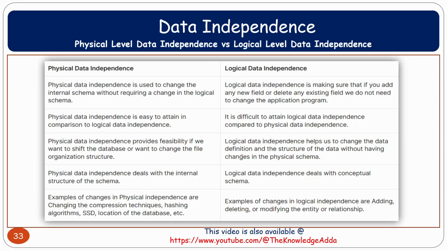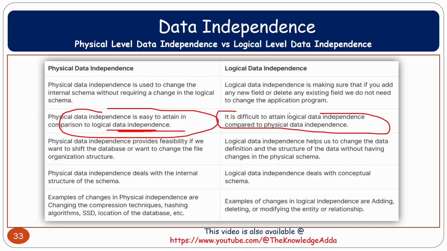Now, what is basically the difference between physical level and logical level independence? Physical data independence is used to change the internal schema without requiring a change in the logical schema. And logical data independence makes sure that if you add any new field or delete any existing field, we do not need to change the application program. Physical data independence is easy to attain in comparison to logical data independence, and it is difficult to attain logical data independence compared to physical data independence.